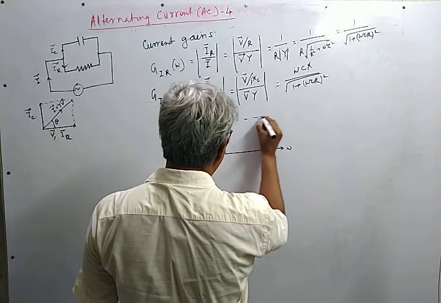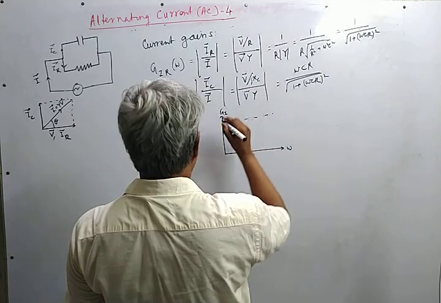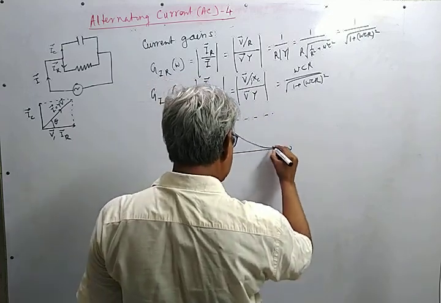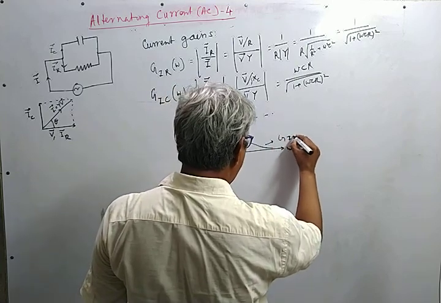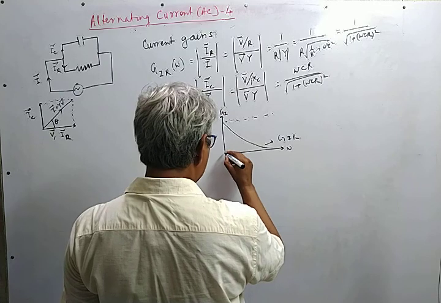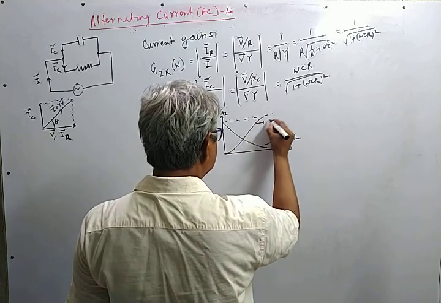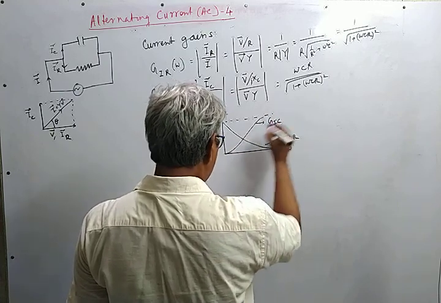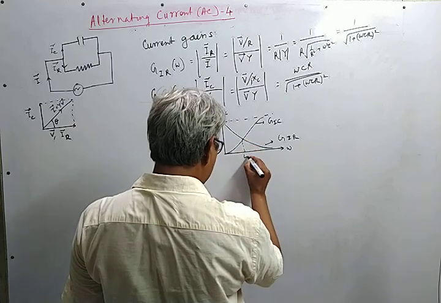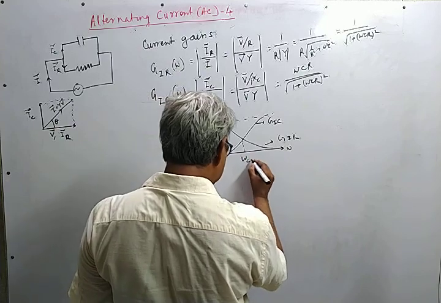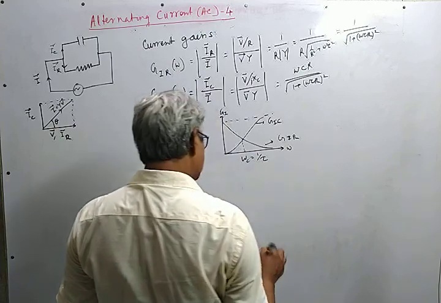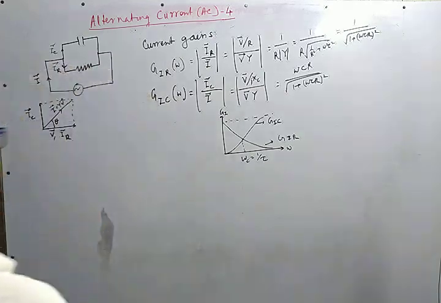Current again, this is one line. This is for the gain IR, this is for IC. From here we can also define omega c, which is again equal to the reciprocal of the time constant. So by this we end our discussion on series and parallel CR circuits.